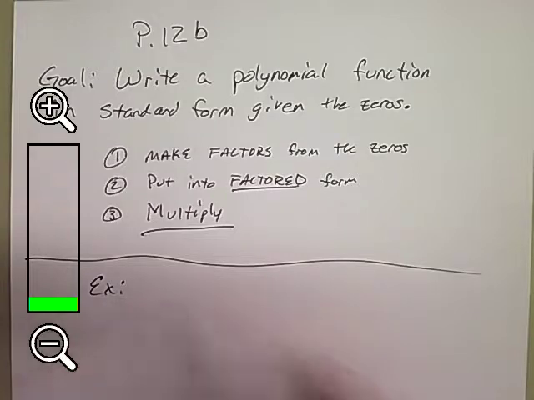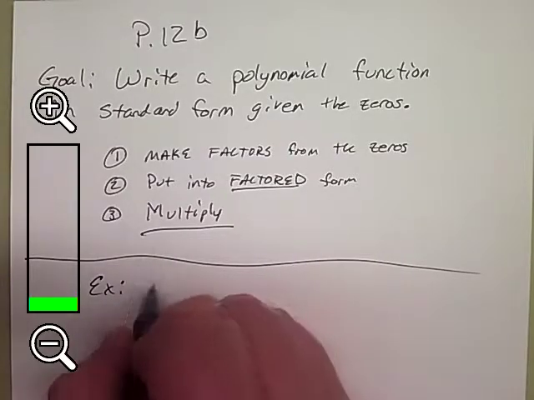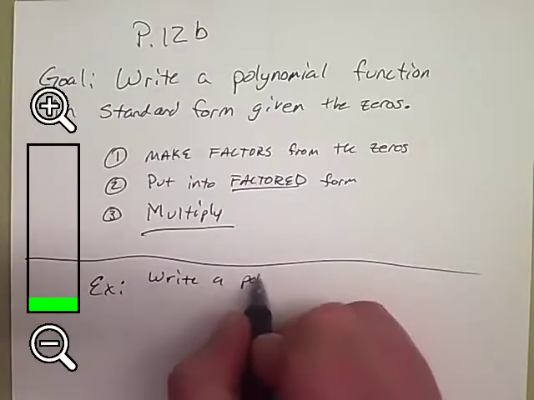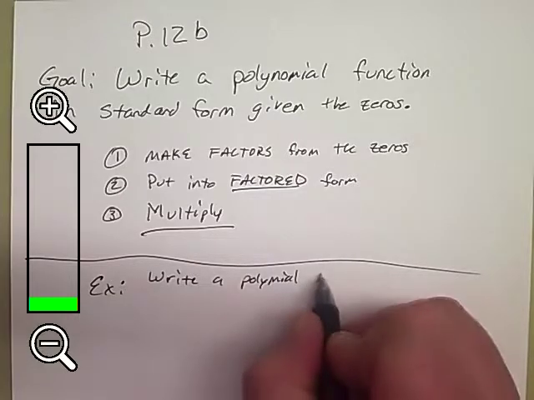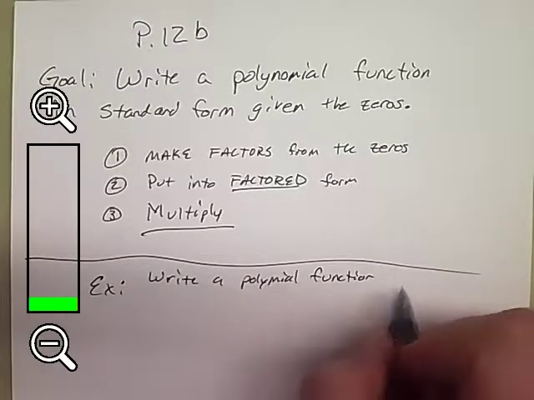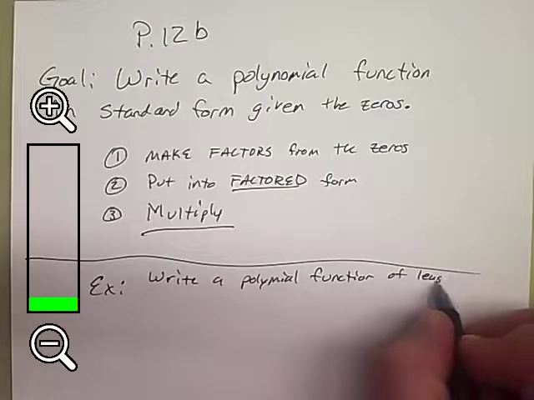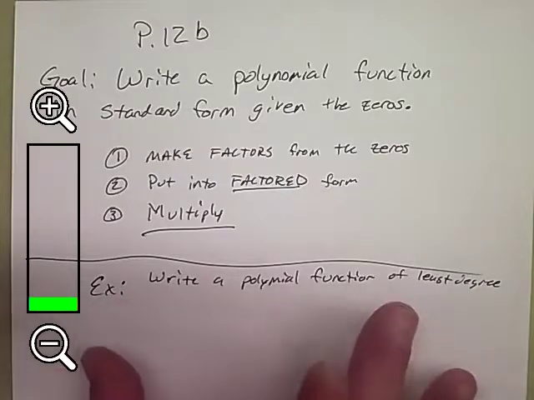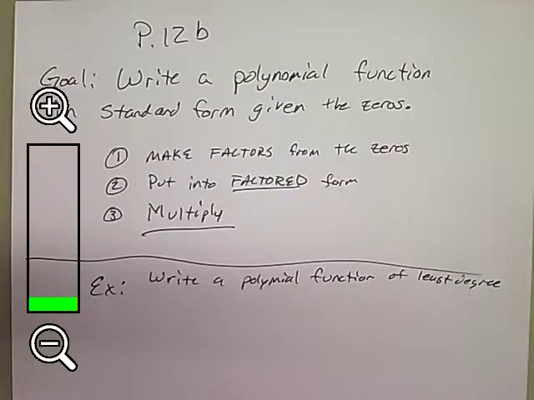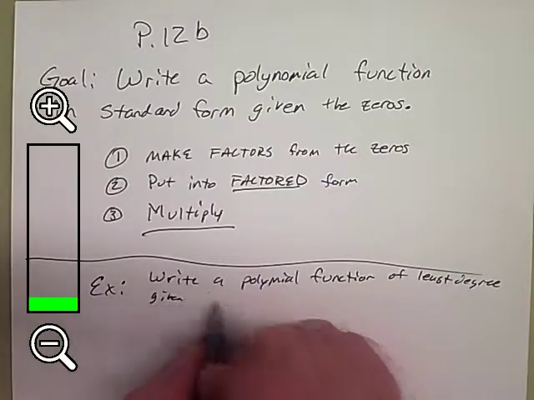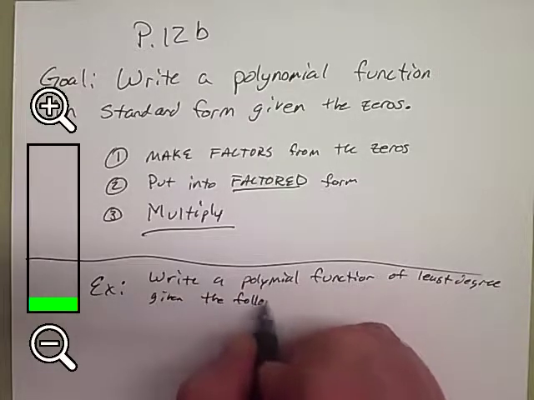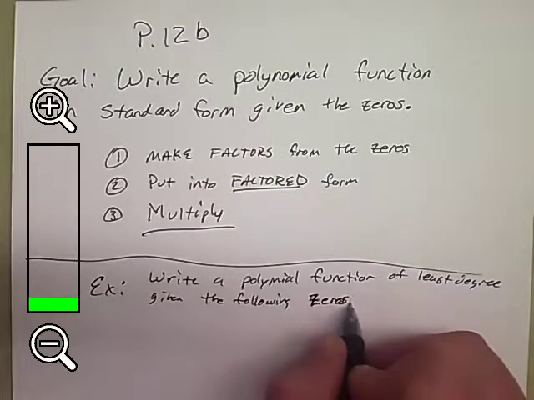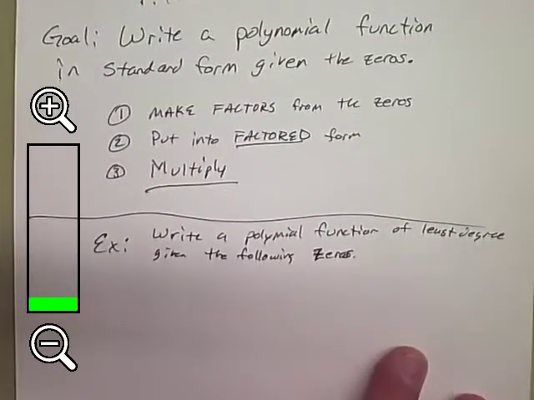So our example problems. All right, so the directions are going to say write a polynomial function of least degree. It's going to have these little weird things. Don't worry, the process is the exact same. It's going to say some weird stuff, but the process is the same thing. Given the following zeros. All right, so this is what the directions are going to say on our work.